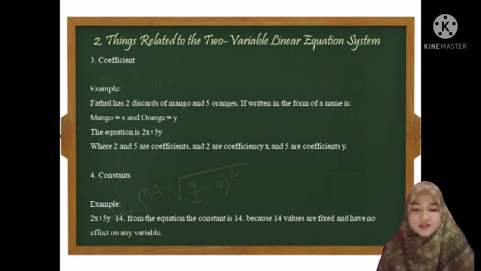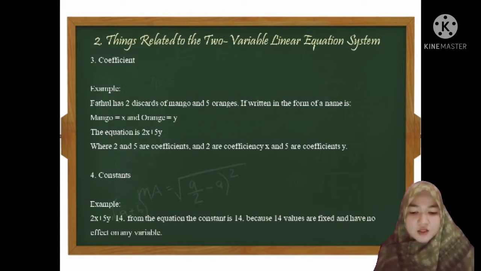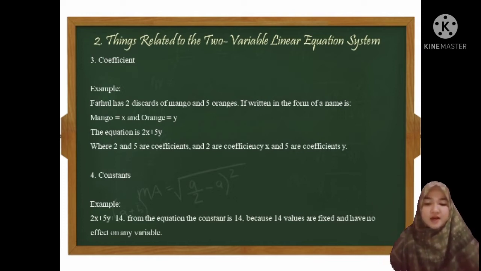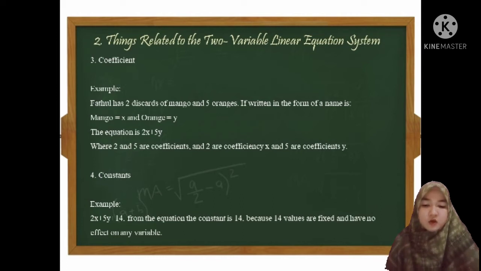4. Constants. A constant is a number that is not followed by a variable. Its value is fixed, whatever the variable's value changes to. Example: 2x plus 5y plus 14. From this equation, the constant is 14 because its value is fixed and has no effect on any variable.